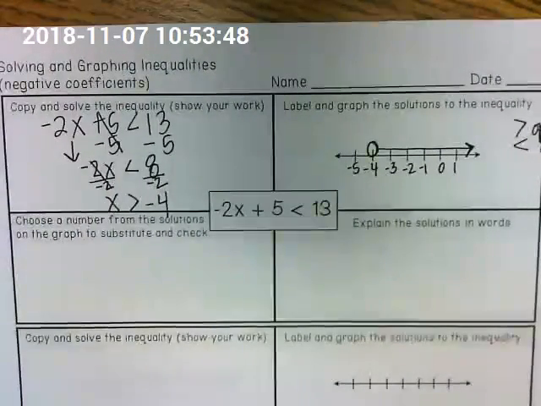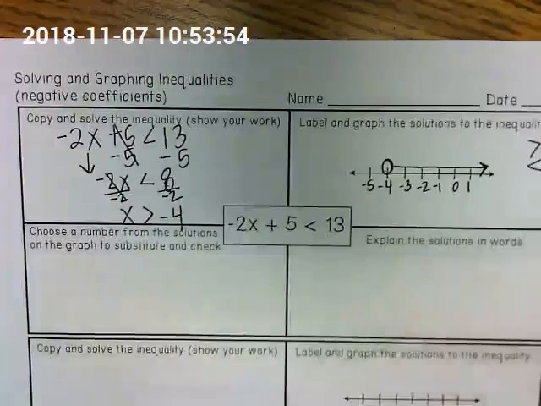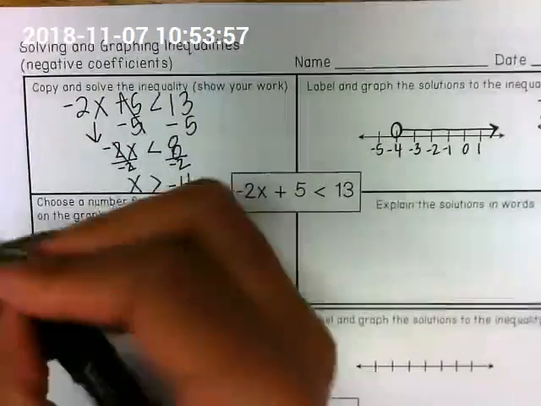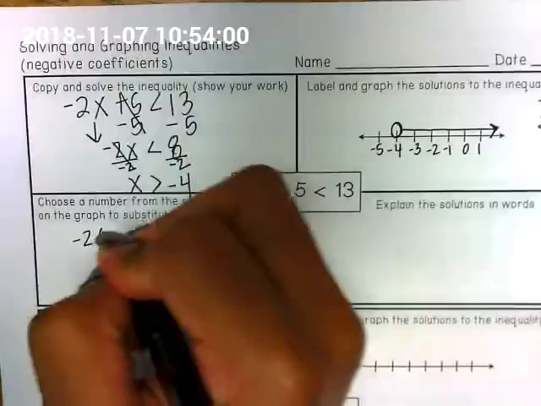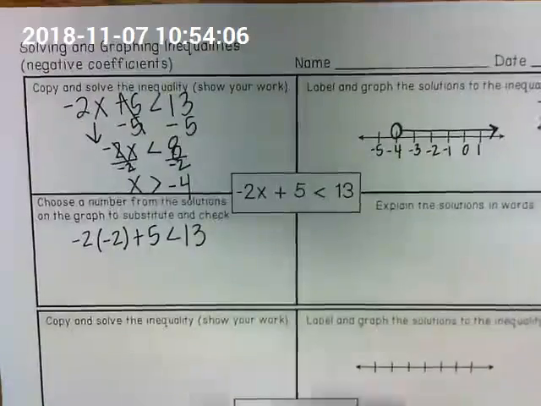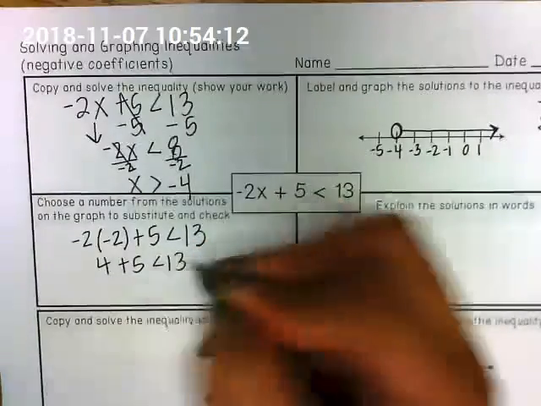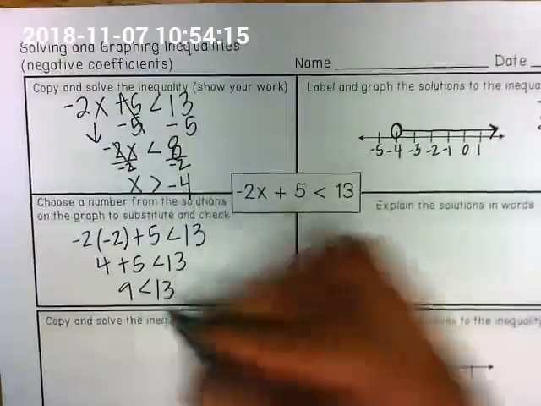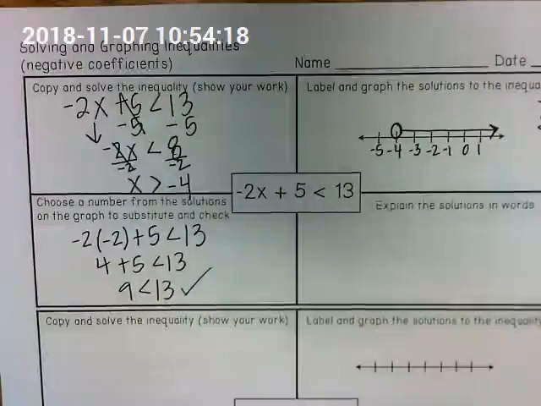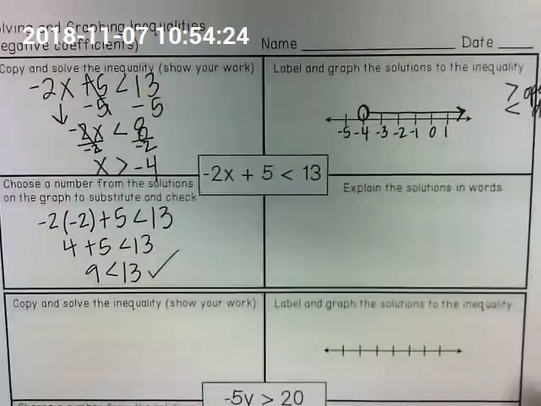So now we can choose a number from our graph. What number do you want to use? Negative 2. Let's plug it in and check to see if our answer is right. So negative 2 times negative 2 plus 5 is less than 13. Negative 2 times negative 2 is 4, plus 5 is less than 13. What's 4 plus 5? 9 is less than 13. Is that true? Yes. So we have the right numbers. If we wanted to go overboard, we could plug in all those numbers, but that would take too long. So we can just choose one number and plug it in.